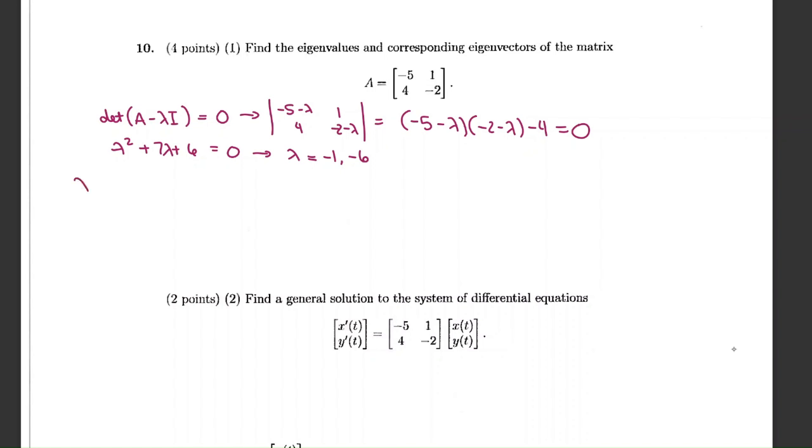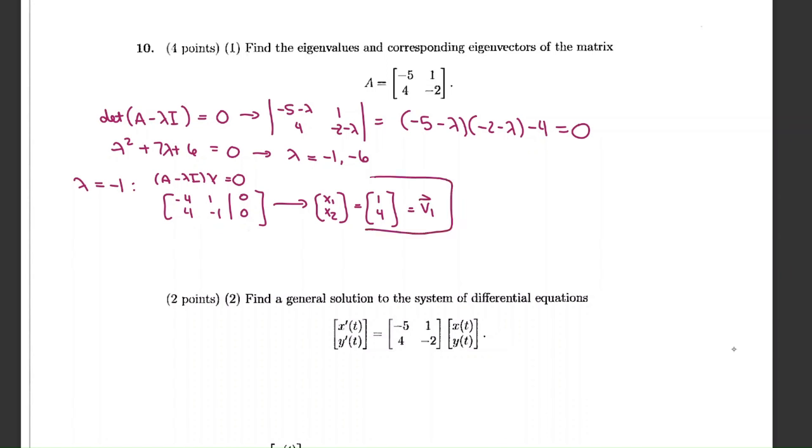Now I can find my eigenvectors by doing lambda equals negative 1, plugging it in to find the x where A minus lambda I times x equals 0. So this will be negative 4, 1, 4, negative 2 minus negative 1 is negative 1, equal to 0. You can see that these are multiples of each other, so one solution x1, x2 that satisfies this expression will be if x1 is equal to 1 and x2 is equal to 4. So this is our first eigenvector, and that corresponds to lambda equals negative 1.